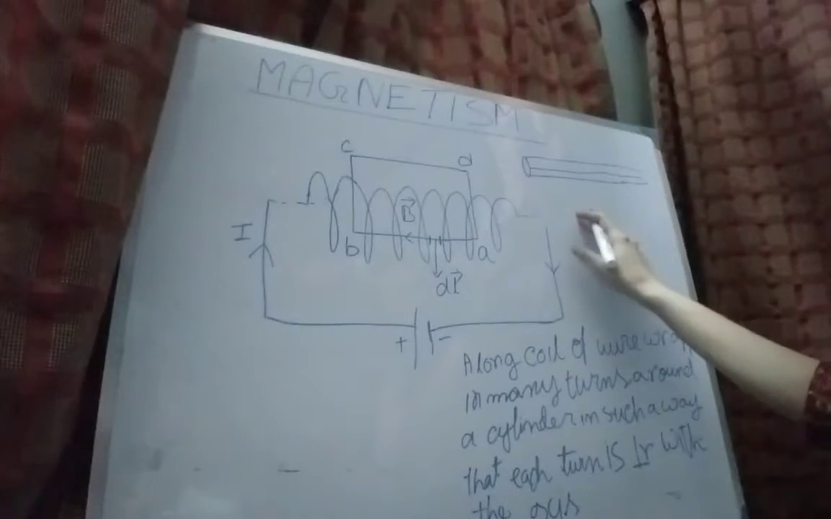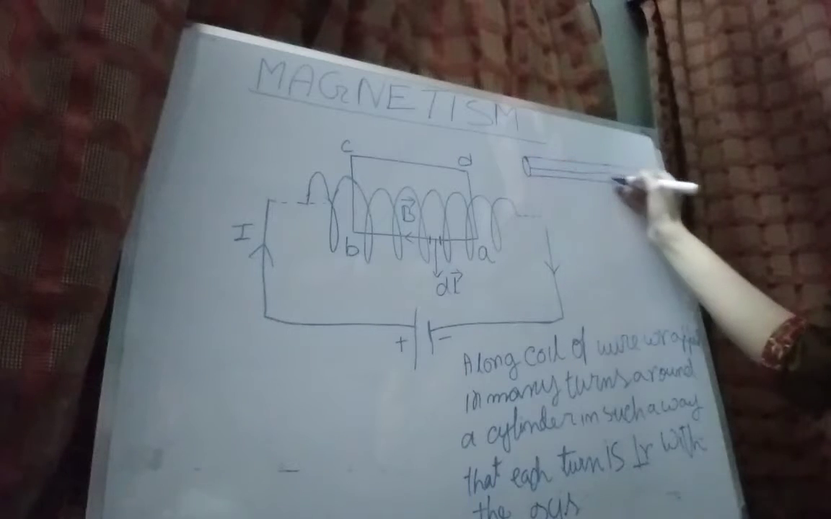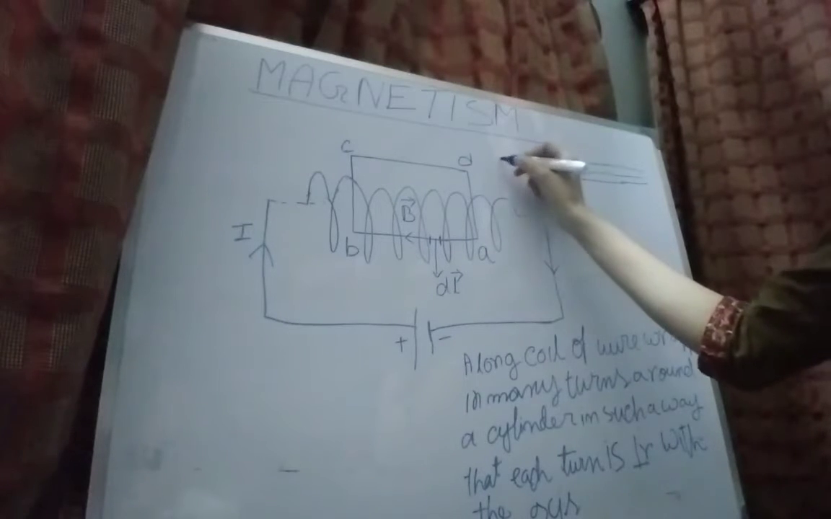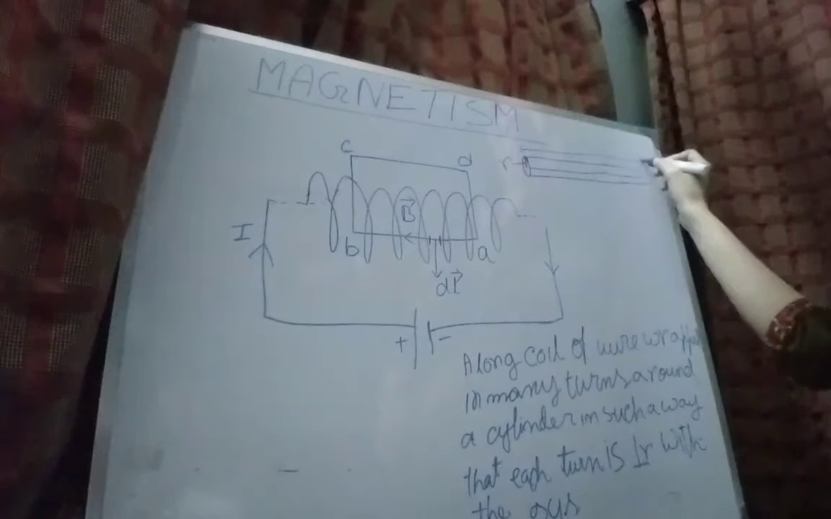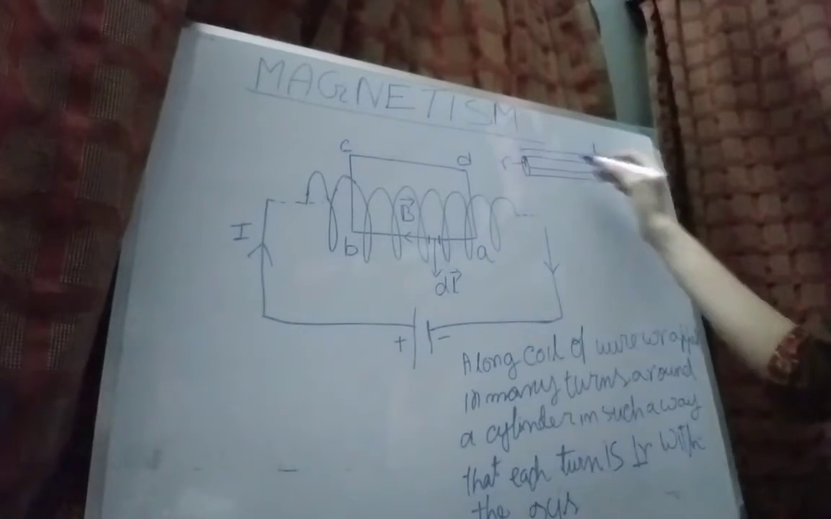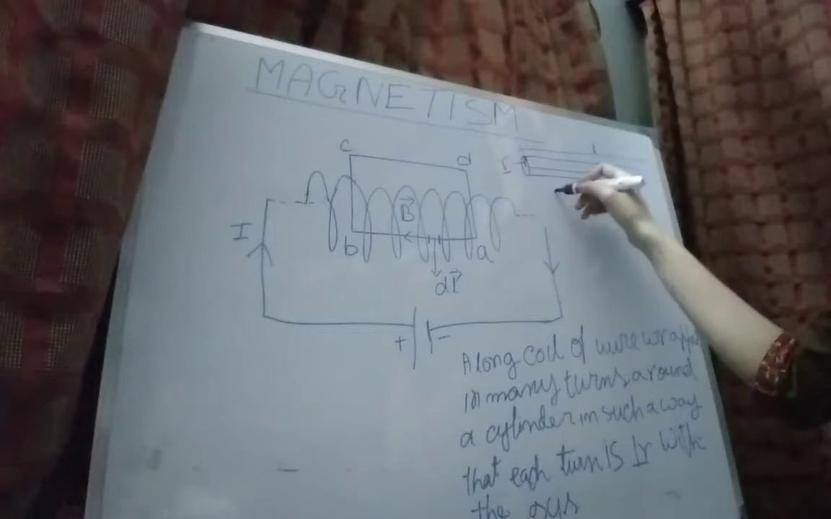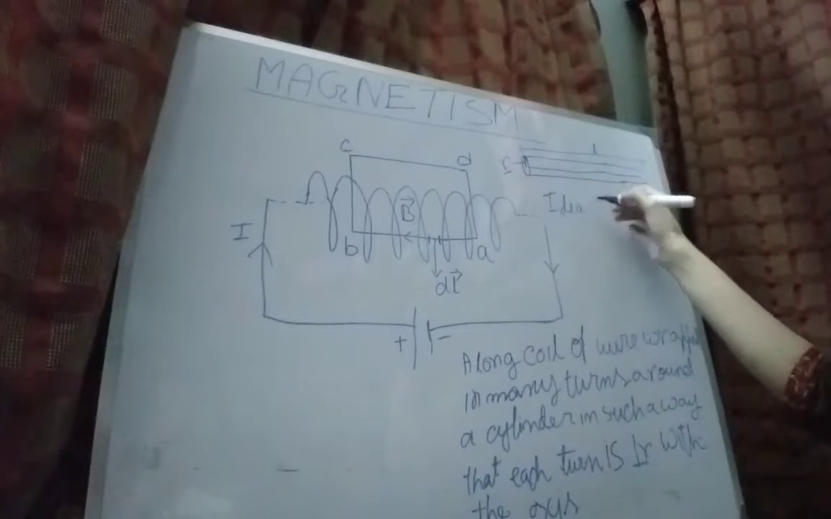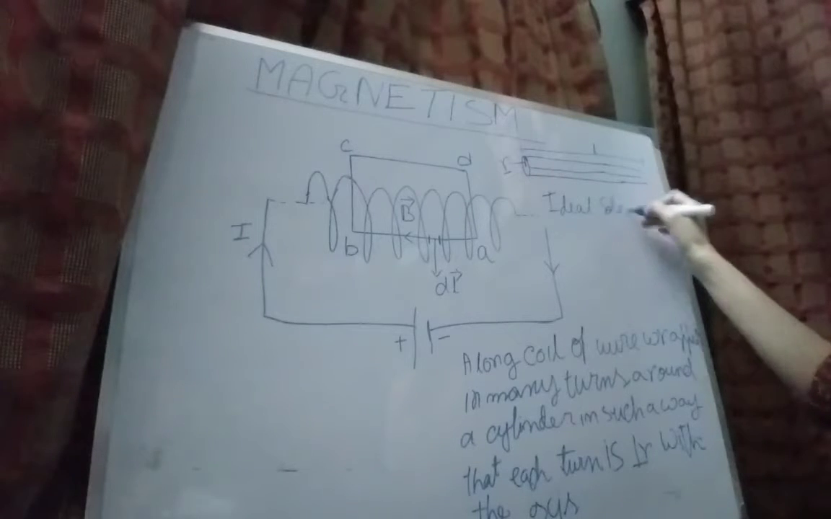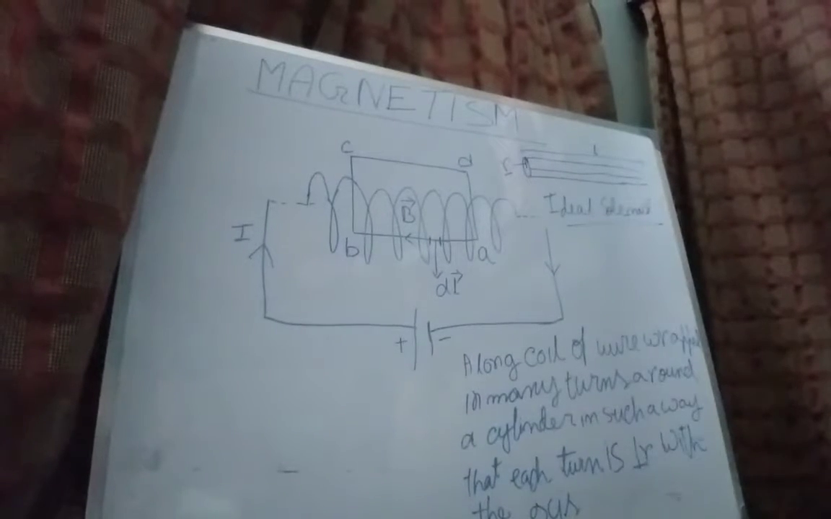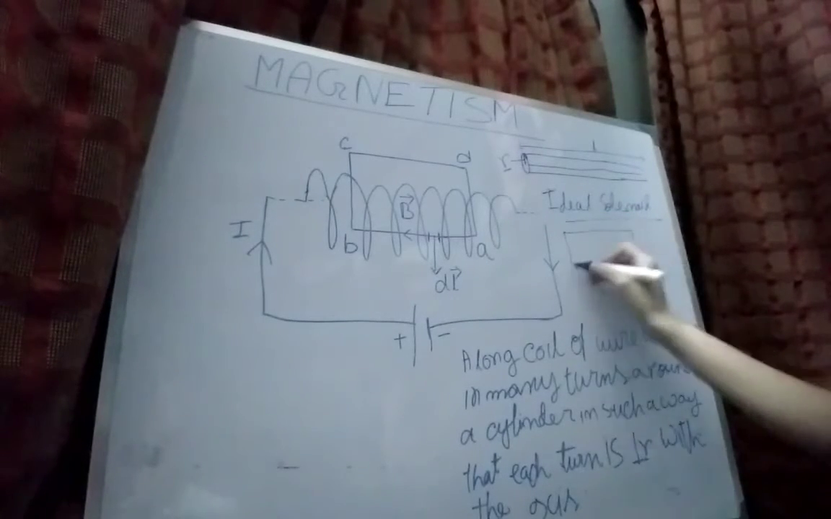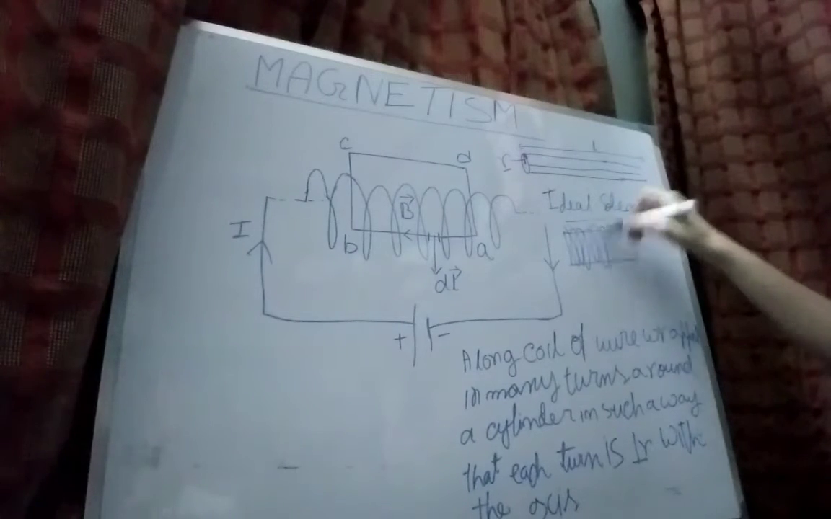The question is, what is an ideal solenoid? If this is the coil which is wrapped around the cylinder, this is the radius and this is the length, and when the length is much more than the radius of the coil, then that solenoid will be called an ideal solenoid. In an ideal solenoid, it is assumed that the length is infinite, and also the coil will be very closely spaced.